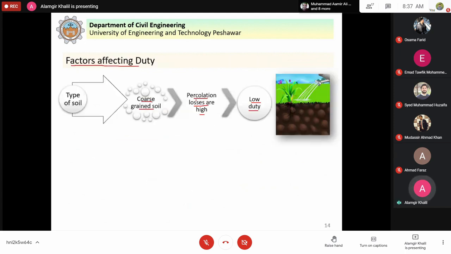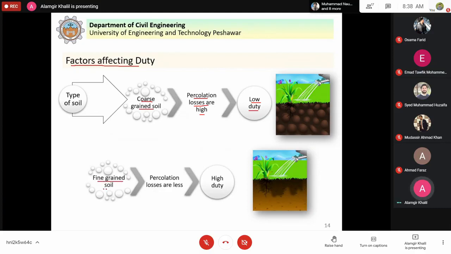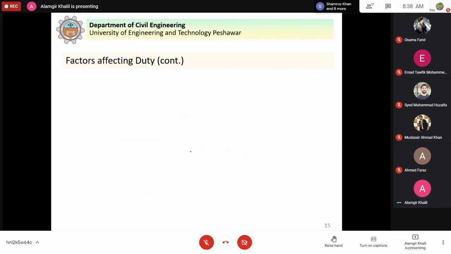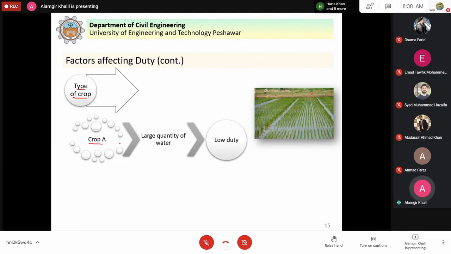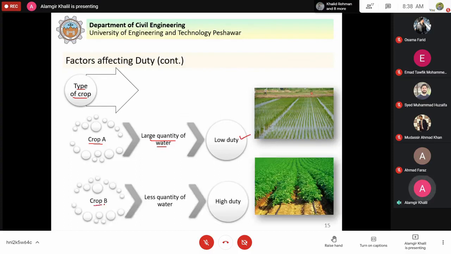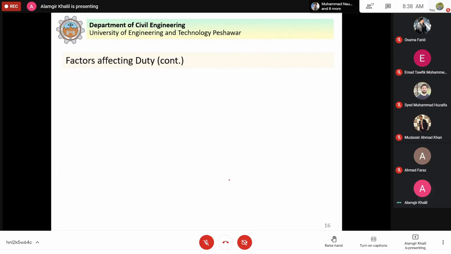So we have coarse grained soil, percolation losses are high, and this will result into low duty. Fine grained soil, percolation losses are less, and this will result into high duty of water. Next, we have type of crop. So let's say we have crop A that requires large quantity of water. This will result into low duty of water. And if we have crop B that requires less quantity of water, this will result into high duty of water, because water will irrigate more land area.